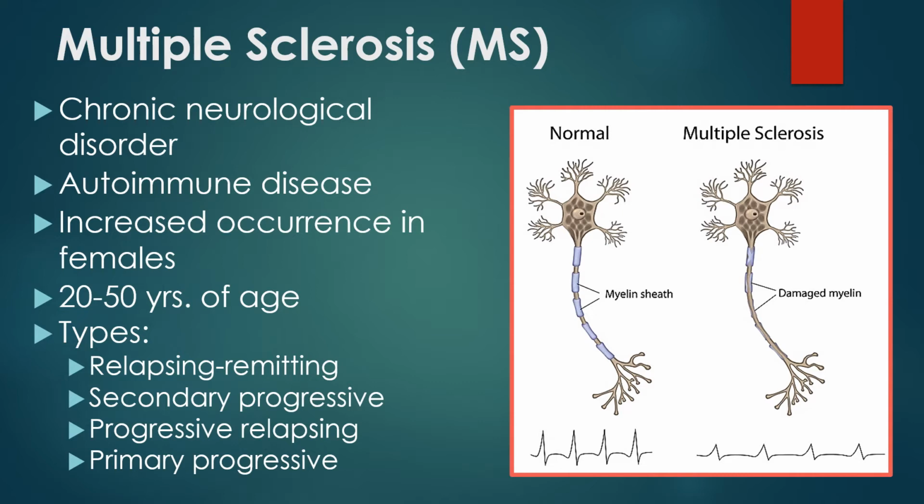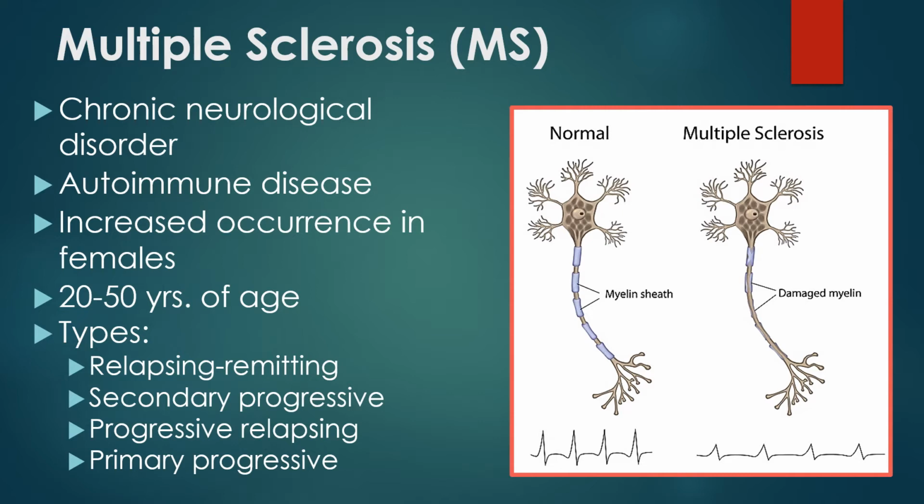The next classification is secondary progressive. This patient initially had relapsing and remitting of the disease and now has gradually deteriorated. With this classification, the patient may still experience relapses, but these will progress into a general decline. No period of real recovery occurs.